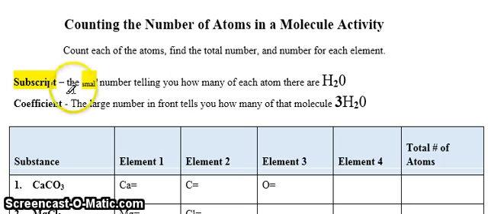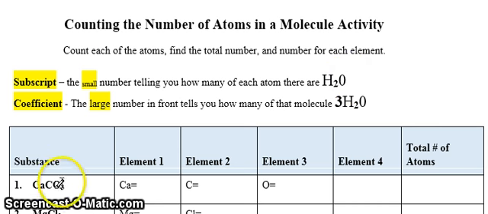Now, if you look at the coefficient, that's the next vocab term, and that is the large number in front of a molecule that tells you how many of that molecule there are. So for example here, you see that there's a 3 H2O. That means that there's 3 H2Os. Now in the above example, where there is no coefficient, that would be 1. So there's 1 H2O. So the coefficient tells you how many molecules there are. If you had a great amount of water, you could say, let's just say, for example, 1 million H2O. That would be a pretty big amount of water compared to 1 molecule of H2O. Okay, so let's practice some of these.